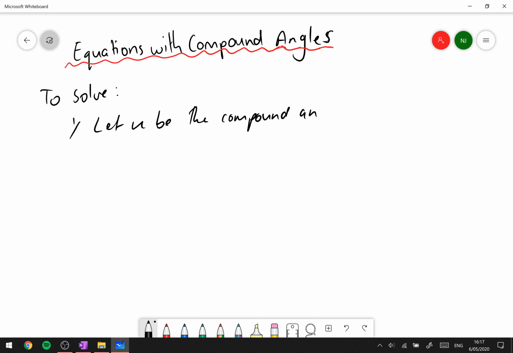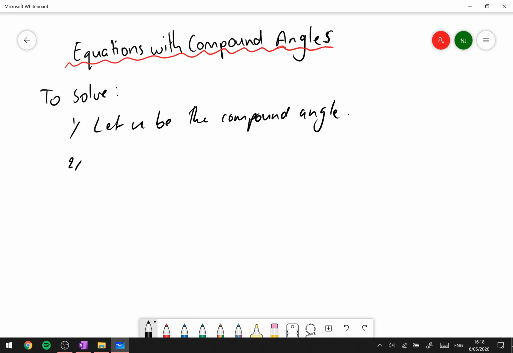When I refer to a compound angle, I'm talking about if I had, say, cos of 2x. So instead of cos of x, it's cos of 2x. In that case, you'd say, okay, we'll let u be equal to 2x, and then you can rewrite that as cos of u. So that's more or less what you're doing.